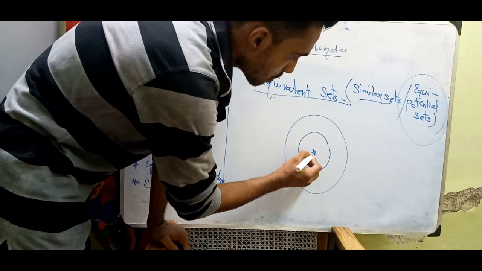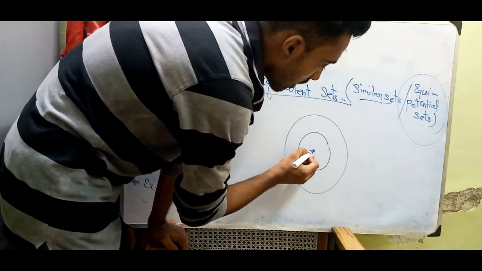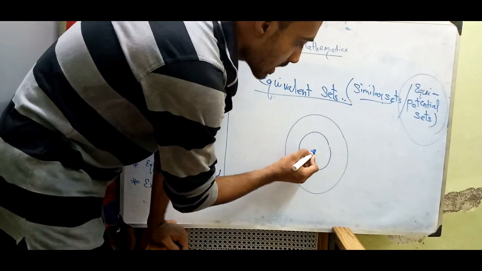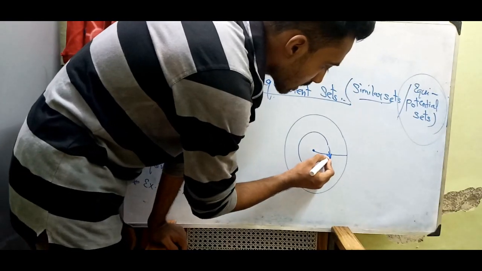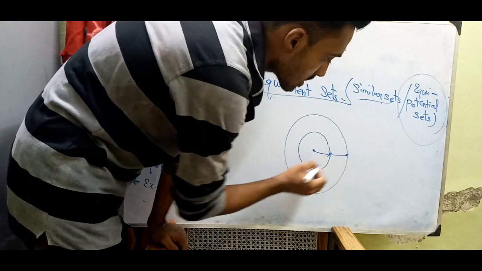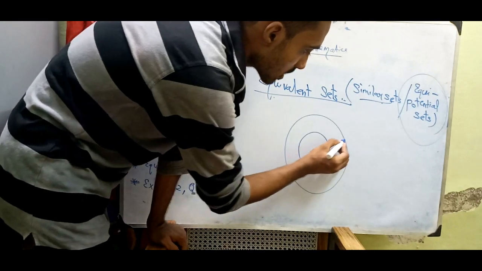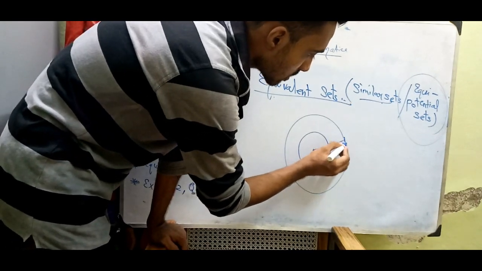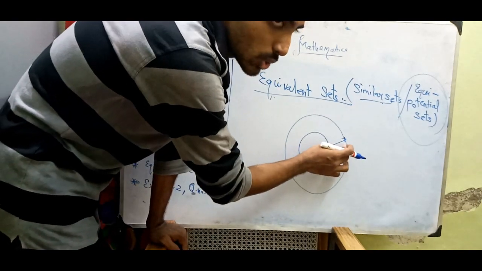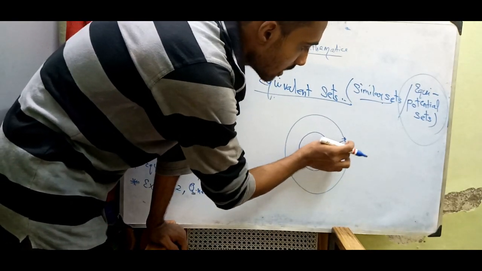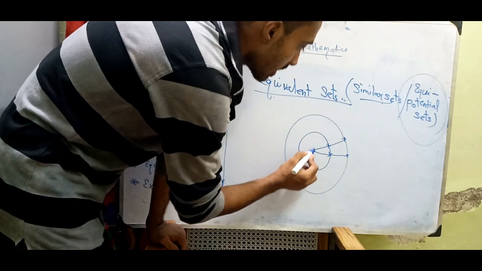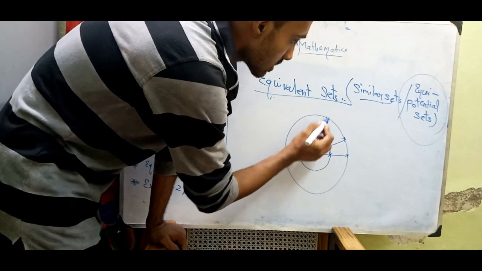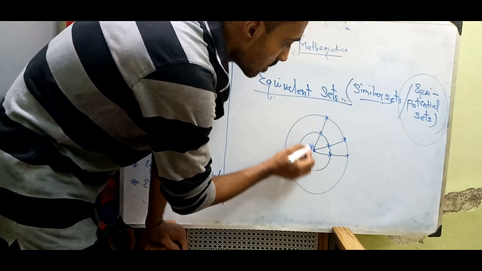Okay, so this is a center point. If I take a point from here to here, that means it cuts this circle and this circle too, right? What about here? It cuts again here too and here too, right? So this circle and bigger circle, smaller circle and bigger circle. If I take again the radius here, it cuts smaller circle and bigger circle.